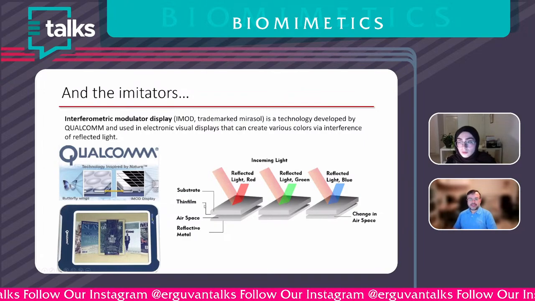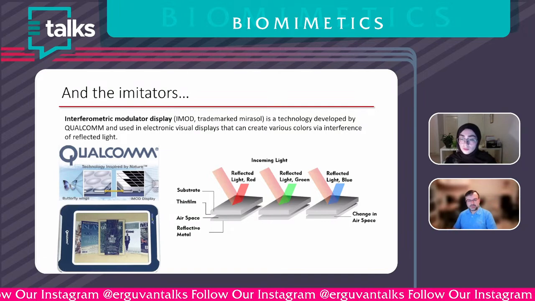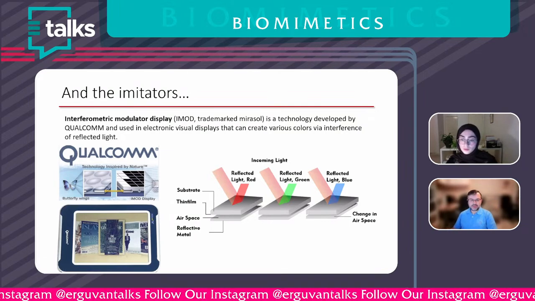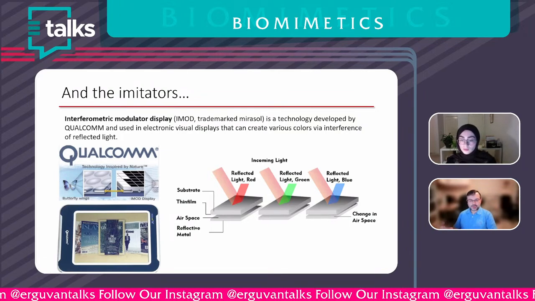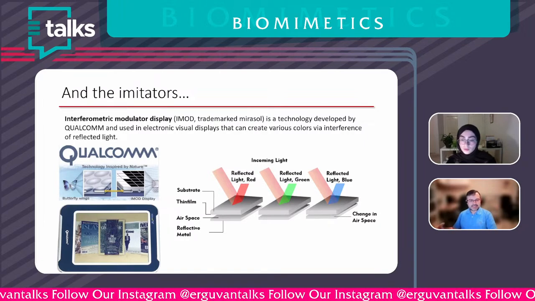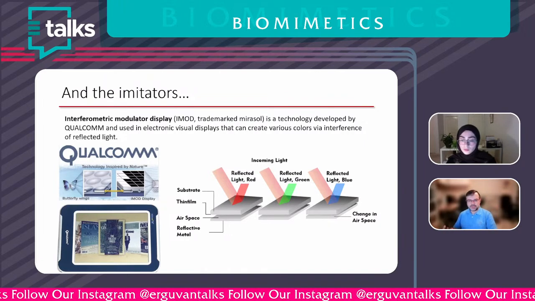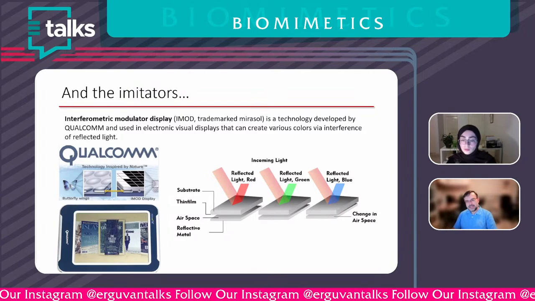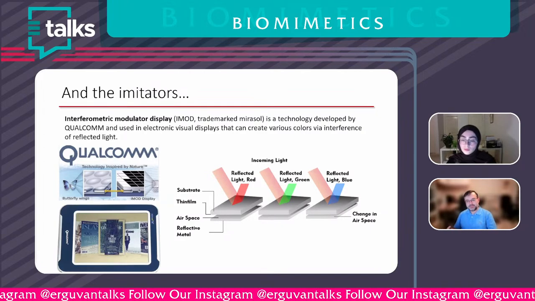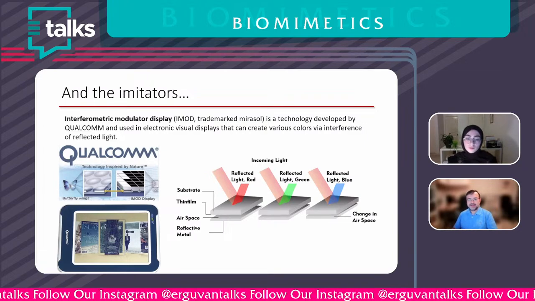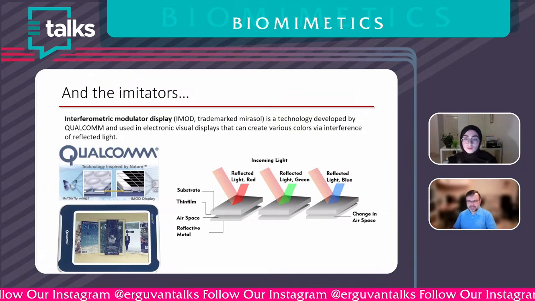You know that all your screens typically use LEDs, light emitting diodes, or sometimes lasers. They produce light, and then the light is selected through another filter, so we see different colors on the screen. But that takes a lot of energy because producing light is not something very easy through a light emitting diode and complex mechanisms.